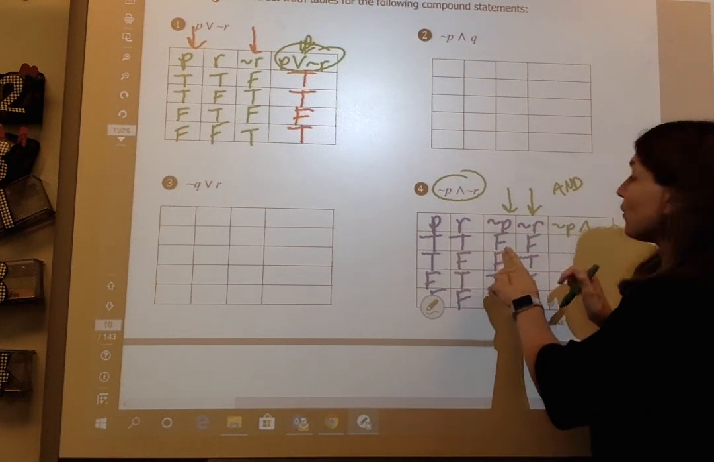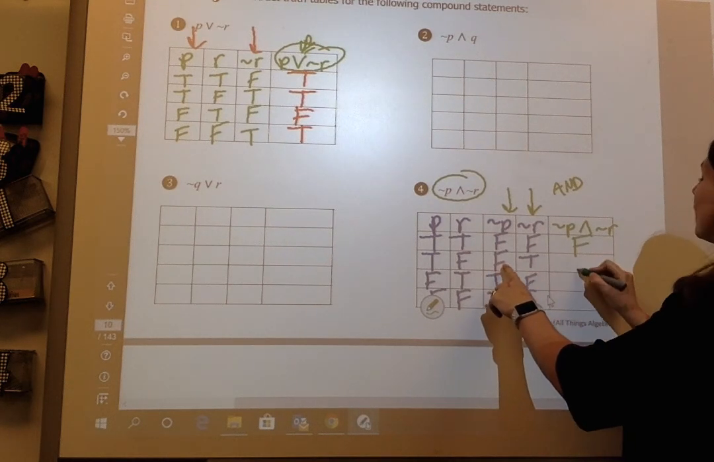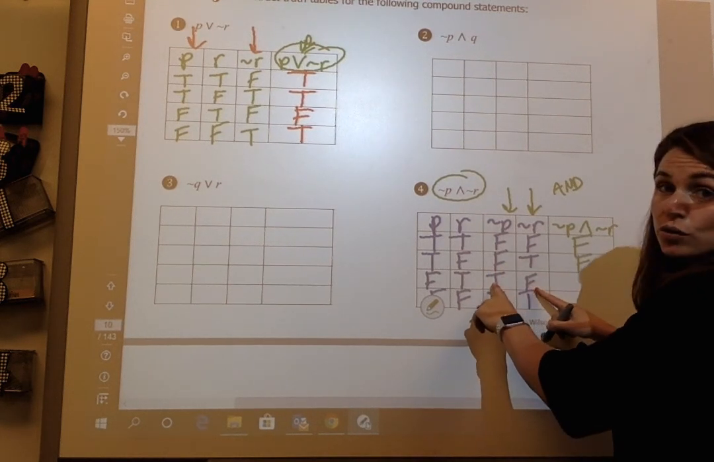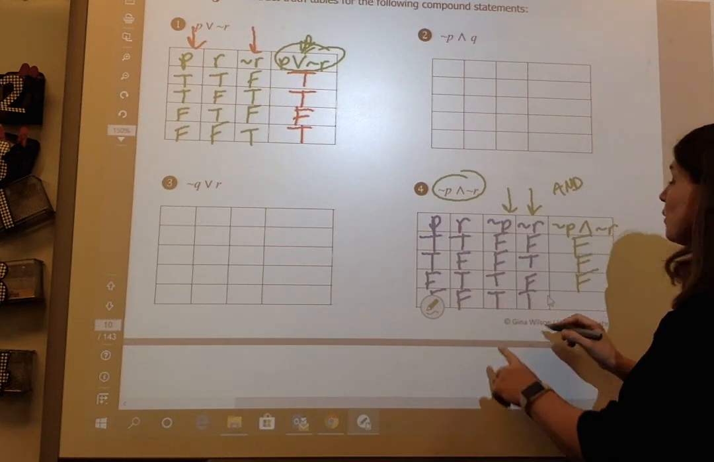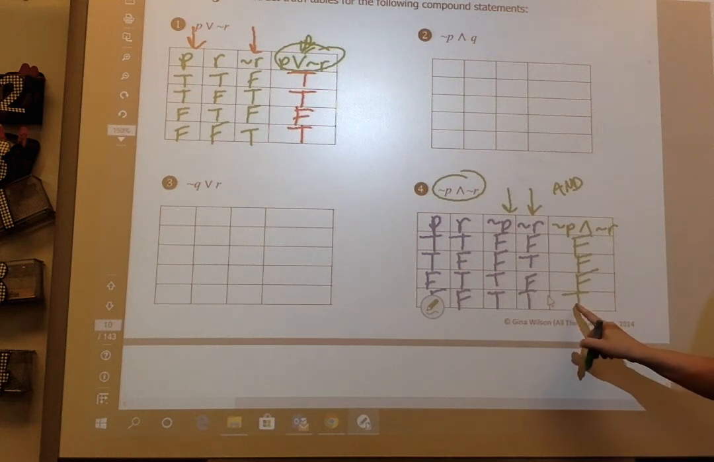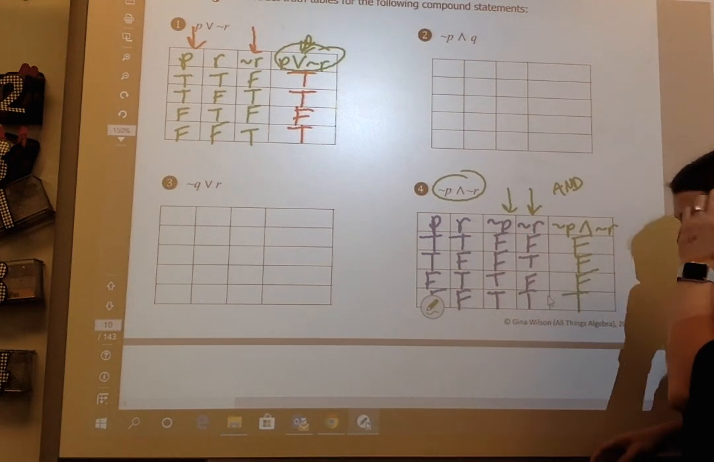So these are both false, so that's going to produce a false statement. A false and a true gives me a false statement. A true and a false gives me a false statement. A true and a true, both of them have to be true. That gives me a true statement. So out of all these combinations, there's only one truth value right here.